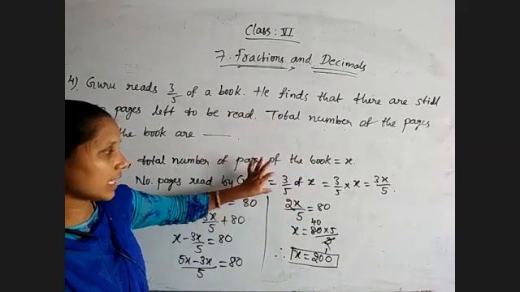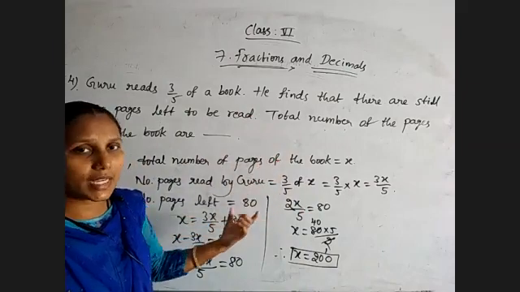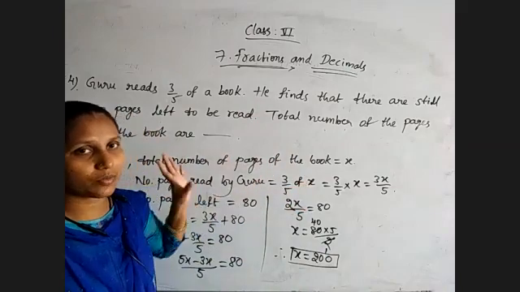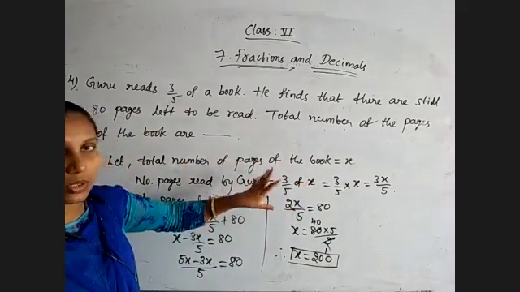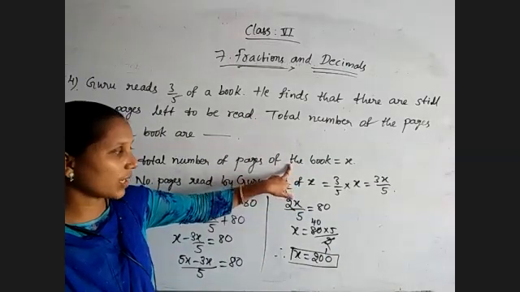When they are given a fraction, we need to find out its value. When you are finding the value, if you know the total number of pages, then only we are able to find the value. But here we don't know, that is what we need to find. So I am taking the total number of pages of the book as X.